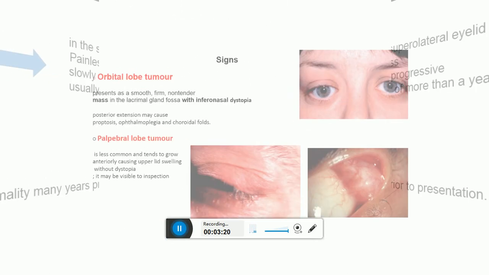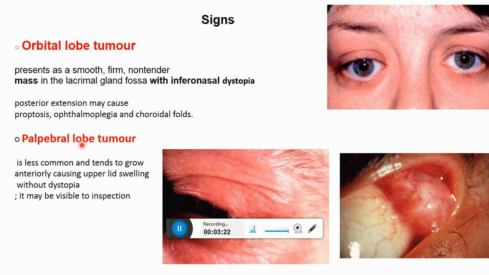Now the signs of orbital lobe and palpebral lobe tumors are different. The orbital lobe tumor presents as a smooth, firm, non-tender mass in the lacrimal gland fossa with inferonasal dystopia. Posterior extension may cause proptosis, ophthalmoplegia, and choroidal folds.